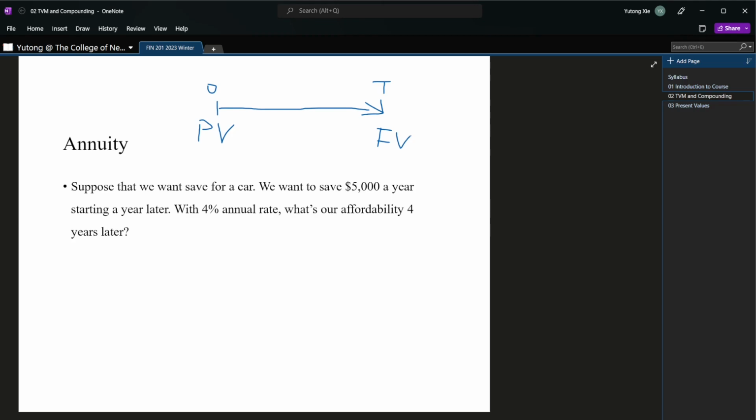So for example, if you look at the description in the slides, suppose we want to save for a car and we want to save $5,000 a year starting a year later. So what's going on here is that T is 4, right? So we have 4 years, 1, 2, 3. So in each year, we're going to add $5,000 to our savings account for the car.